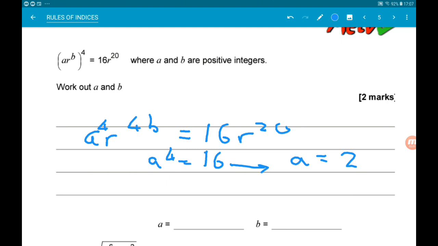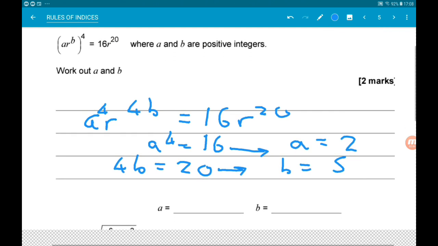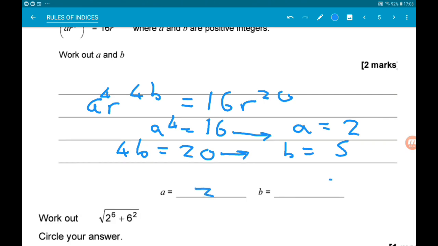Okay, now if we look at the power on the left, it's 4b. And on the right, the power is 20. So that means that 4b is equal to 20, which means then b is 5. Cool.